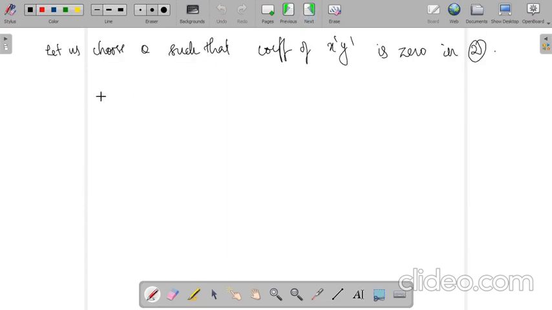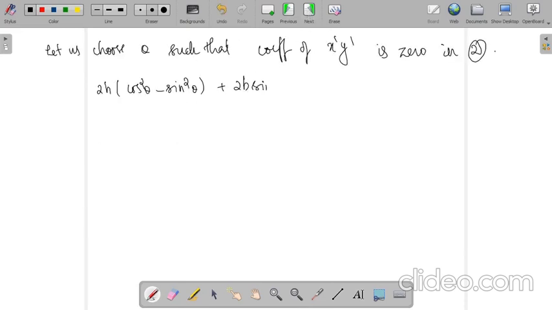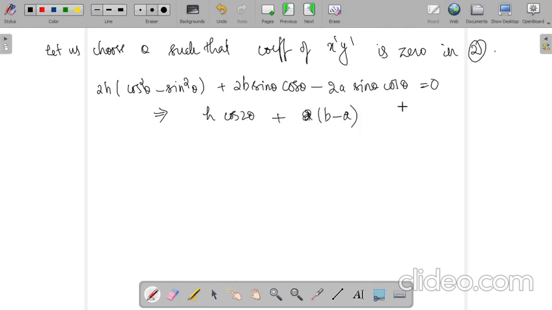Now let us write the coefficient. So that is 2h times cos square theta minus sin square theta. Then we have 2b sin theta cos theta minus 2a sin theta cos theta is equal to 0. So 2 will cancel off. This is h cos 2 theta plus, okay, 2 will cancel off, b minus a, then sin theta cos theta will be sin 2 theta by 2, equal to 0.